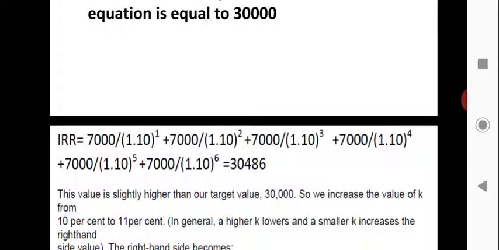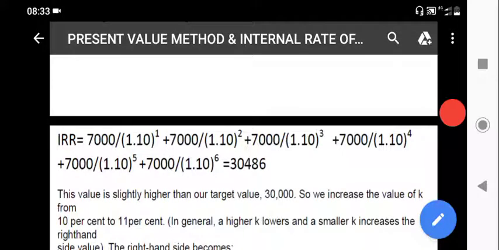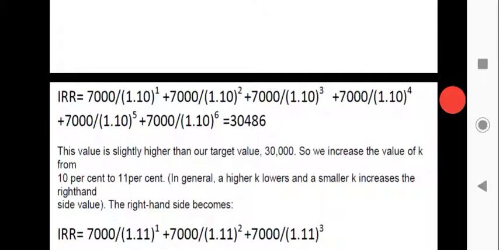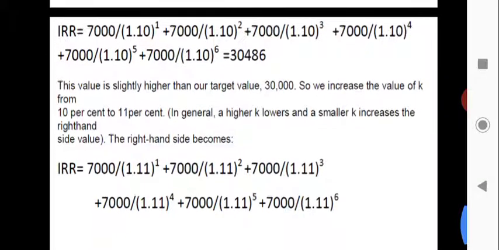ഇങ്ങനെ ചെയ്യുമ്പോഴത്തേക്ക് നമുക്ക് എന്താ കിട്ടുന്നത് 30,486. So 30,486, 30,000 ഈക്വൽ ആണോ? ഇല്ല. അപ്പോൾ നമ്മൾ എന്ത് ചെയ്യണം? K ചേഞ്ച് ചെയ്യണം. K ചേഞ്ച് ചെയ്യാൻ this value slightly, so we vary K from 10% to 11%, 10% തൊട്ട് 11% വരെ ആക്കി. അപ്പോൾ അങ്ങനെ ആക്കുമ്പോൾ എന്ത് ചെയ്തു?